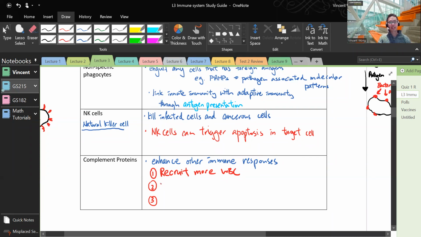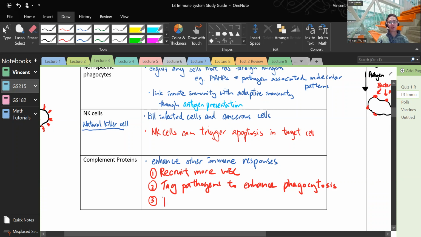And another function is they are able to tag pathogens to enhance phagocytosis. Okay, so by tagging the pathogens, it highlights them and makes them more visible to the white cells, and they're going to be able to find them quicker and eat them quicker.